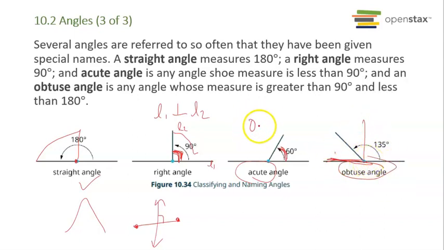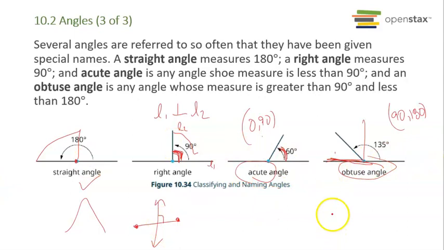So acute is between 0 and 90, doesn't include either. And obtuse is from 90 to 180, but doesn't include either. So you can have like 179.95, but you can't have 180. You can have 90.23, but you can't have 90.00 for an obtuse angle.